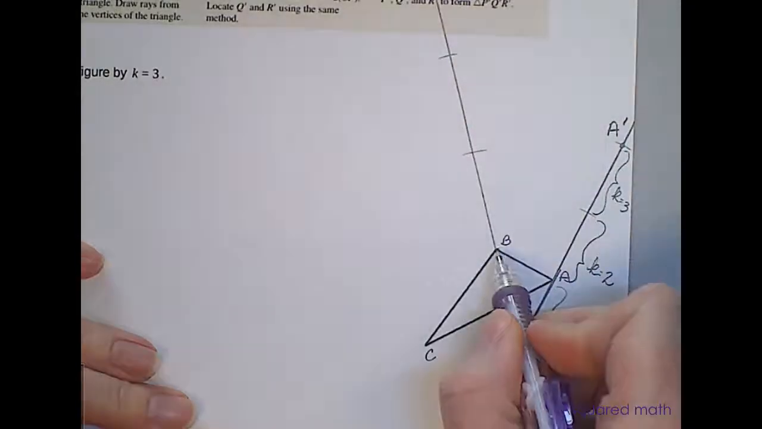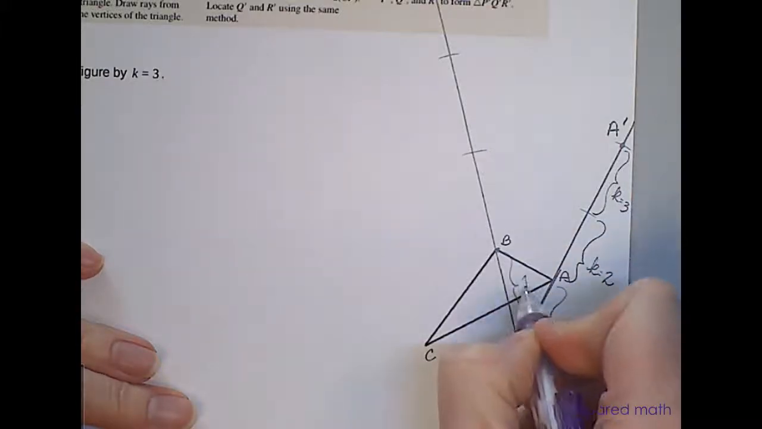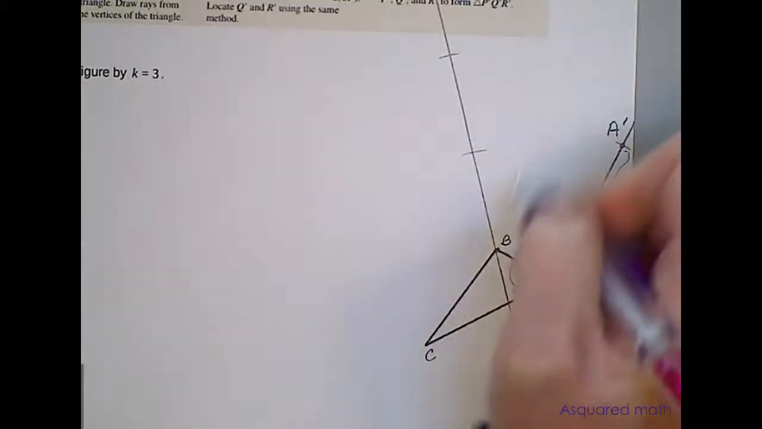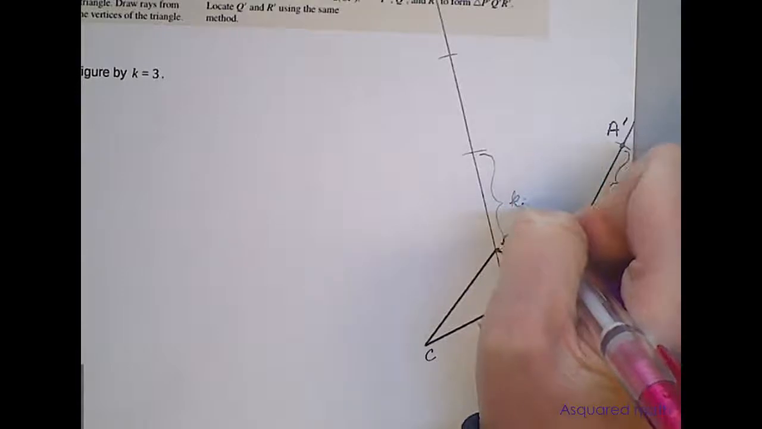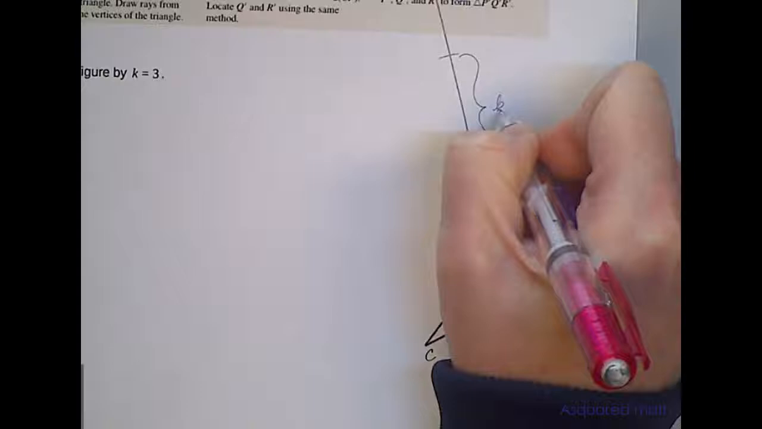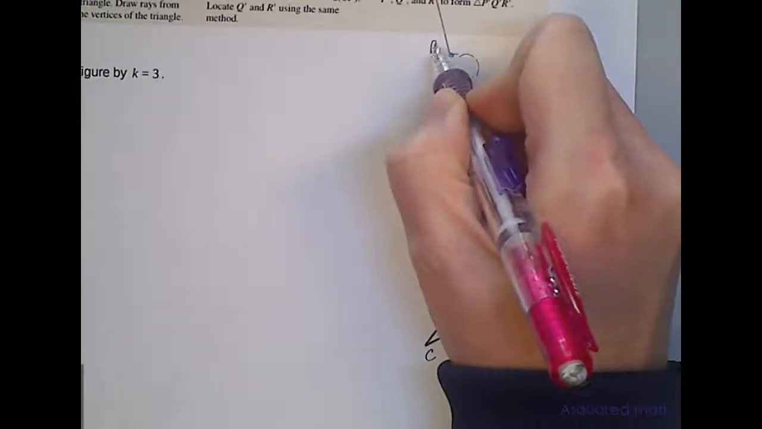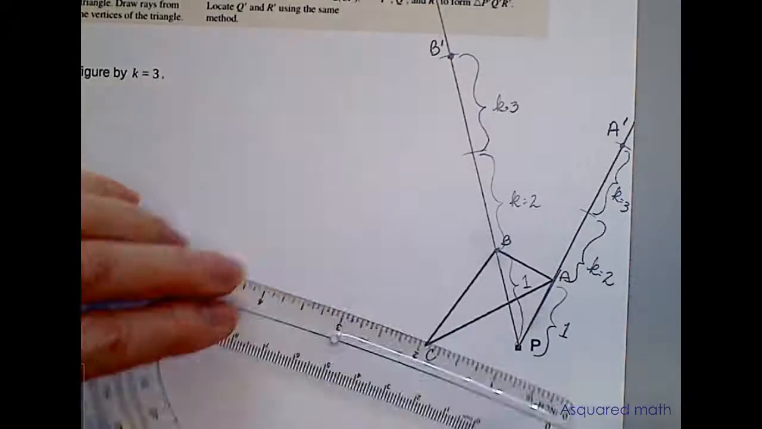So again, this here is a scale factor of 1 because that's our original image. It has its original size and shape. So if we extend it out one time, this is a scale factor of 2. This is our scale factor of 3. So this intersection point here is B prime. Let's do this one more time.